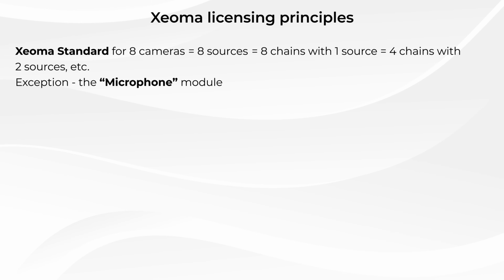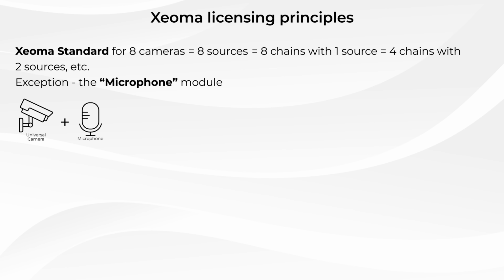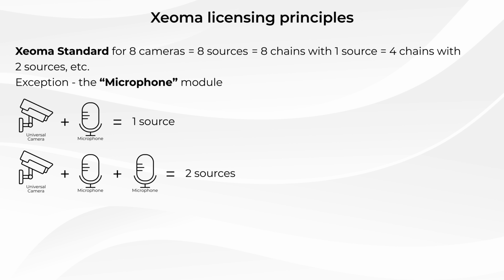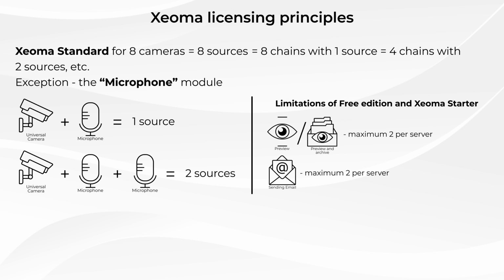There's one exception, the microphone module. If a chain already contains a video source, and the microphone is only used to capture audio, these 2 modules count as one source. However, if you add a second microphone to the same chain, it will count as an additional source. Keep in mind that there are limitations in the free and starter editions. No more than 2 preview or preview and archive modules and no more than 2 email sending modules per server.